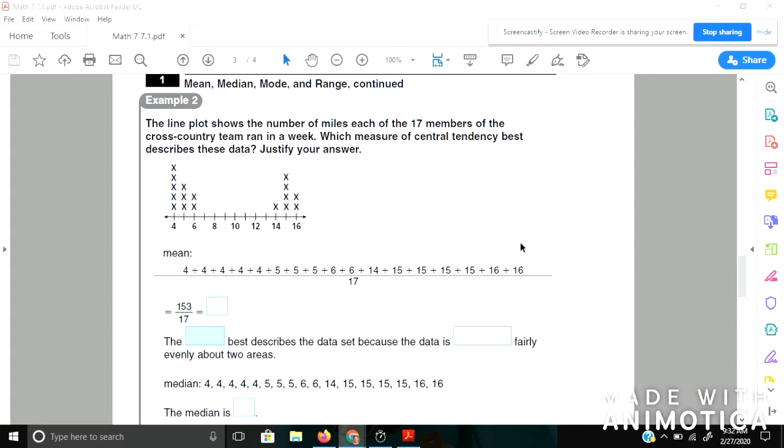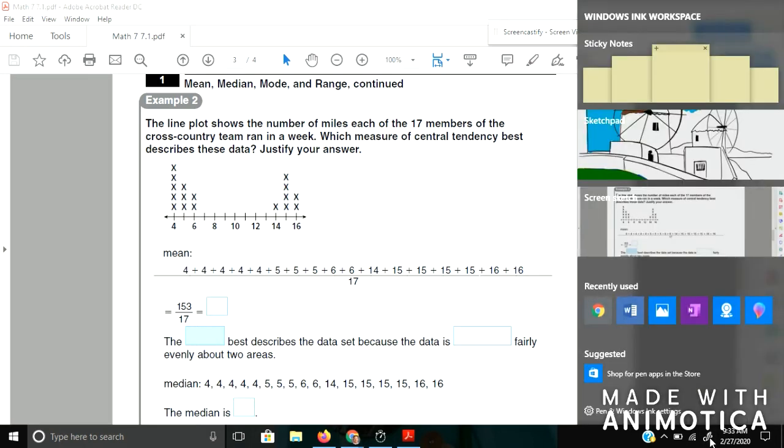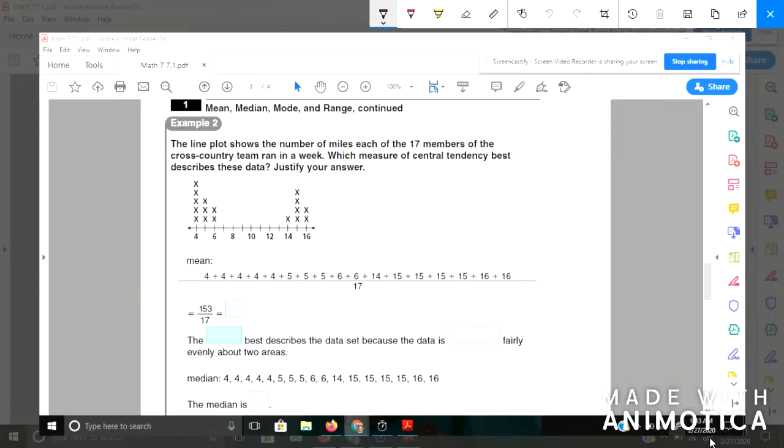And here they start off by giving us a line plot. And the x's represent how many times those numbers occur. So we've got 1, 2, 3, 4, 5 4s. You can see they have that written up there for us. They bring up a marker here, and we'll try it out.